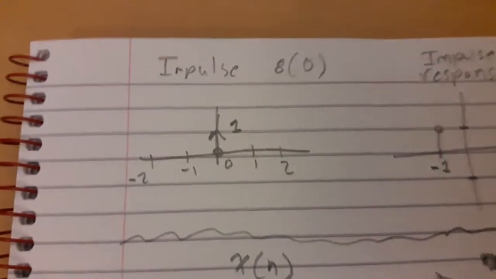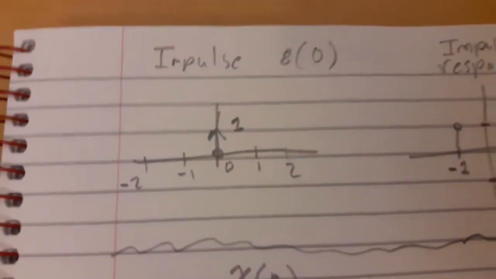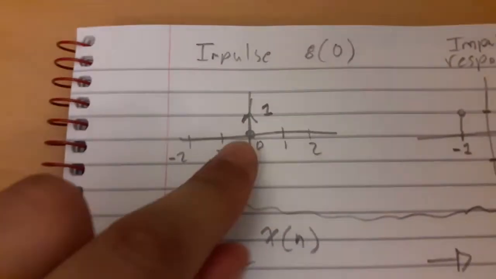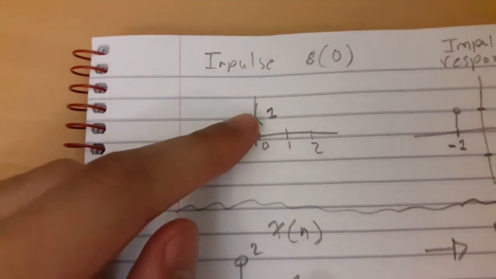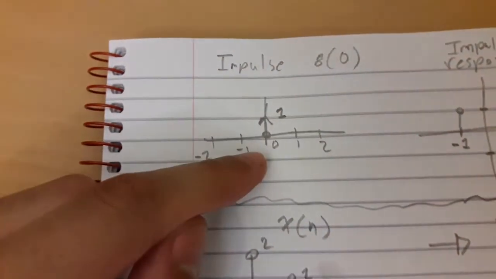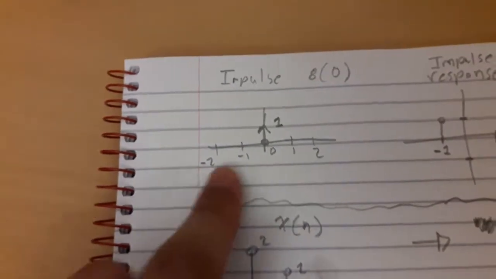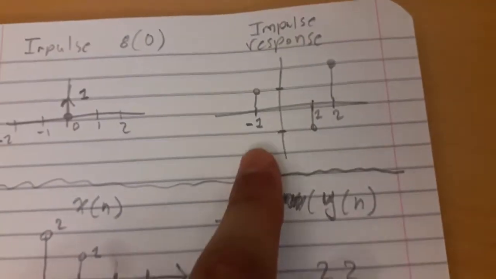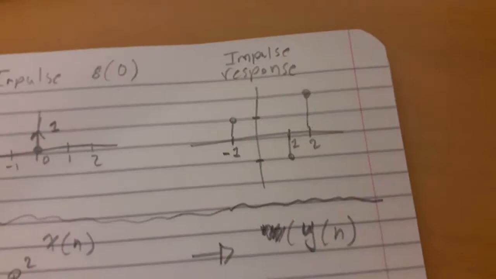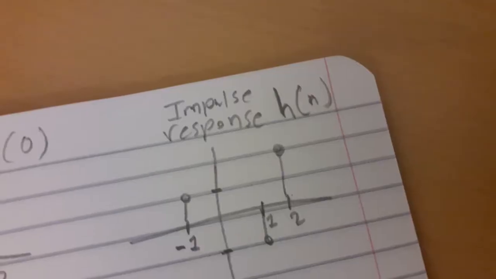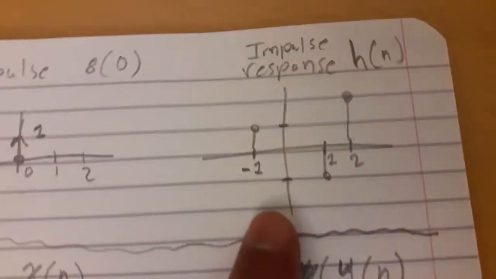So this is our impulse, delta zero. When delta zero, that means that we have an impulse of amplitude of 1 at 0. So when we have this input, we'll have this output. So this is the impulse response, which can be noted as h of n, as we can see here. So if we get 1 in the input at 0, we'll get this output.